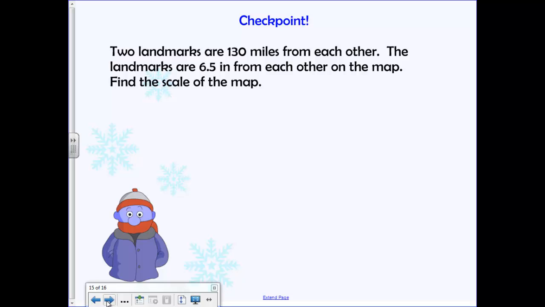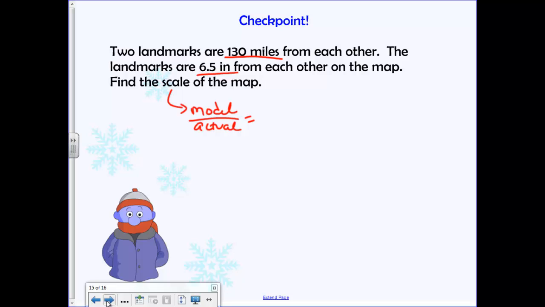Check out this one. Two landmarks are 130 miles from each other. The landmarks are 6.5 inches apart from each other on the map. Find the scale. What do we know? 130 miles from each other. They're 6.5 inches apart on the map, on our model. How do we find a scale? What's the rule for scale? Model over actual.